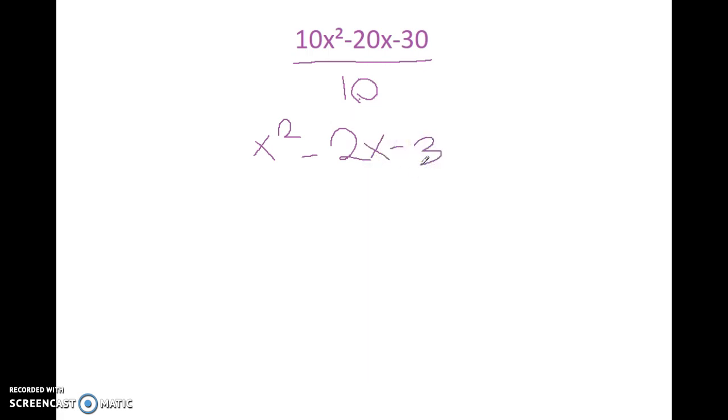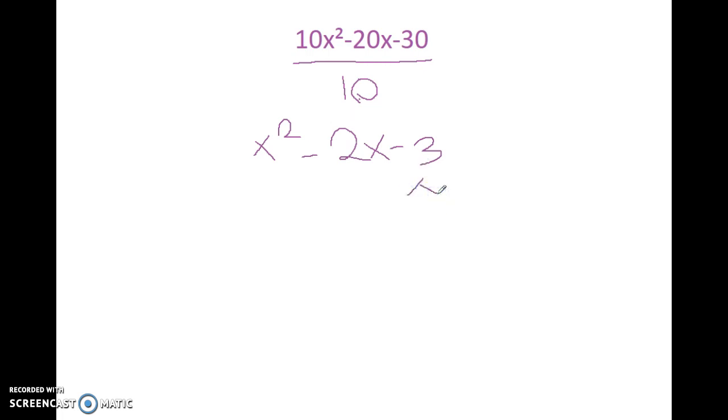Okay, so when there isn't a common factor, the next step is to multiply a and c. But a is just 1, so we don't have to do it, because it's still going to be 3. So now you find the factors of 3 that add together to equal negative 2, or the factors of negative 3 that add together to equal negative 2.